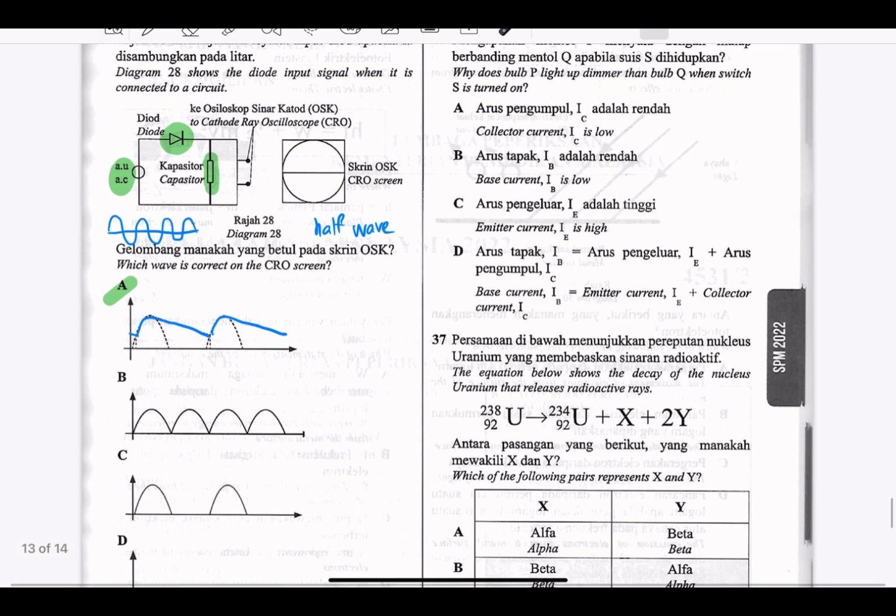Collector current is low? No. Base current is low? Yes. Emitter current is high? Depends. Higher than the base. The base current will be equal to the emitter and collector current? No. So the correct answer should be B.